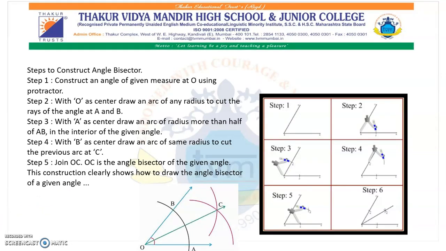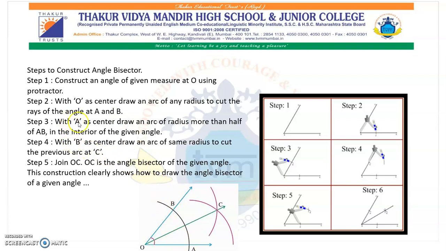Next, how to construct an angle bisector? In step 1, construct an angle of given measure at O using step 2. With O as the center, draw an arc of any radius to cut the rays of the angle at A and B.